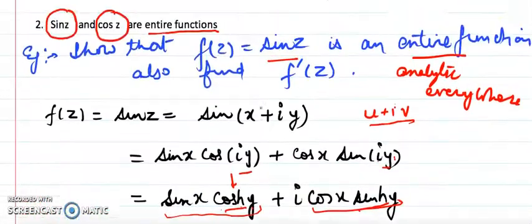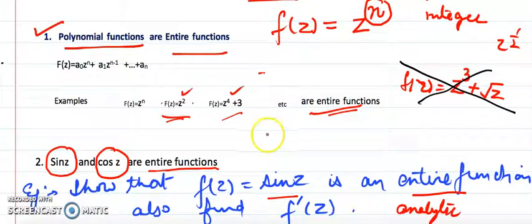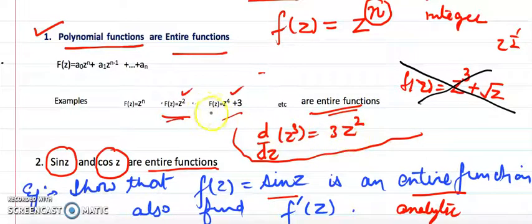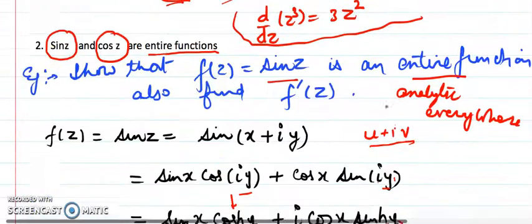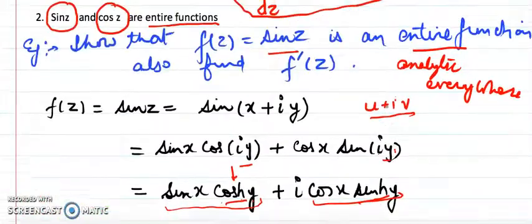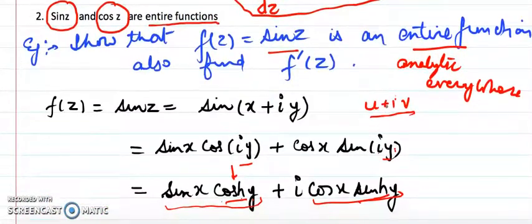And if you have z to the power n, if somebody asks what is the derivative of z to the power cube, the differentiation is 3z square. So for the derivative of an analytic function, you can do the usual differentiation, this is only for analytic functions. If it is analytic, you can do the usual differentiation like we do for real numbers. So this part is clear. You can prove it for cos also, but I don't think it is needed.